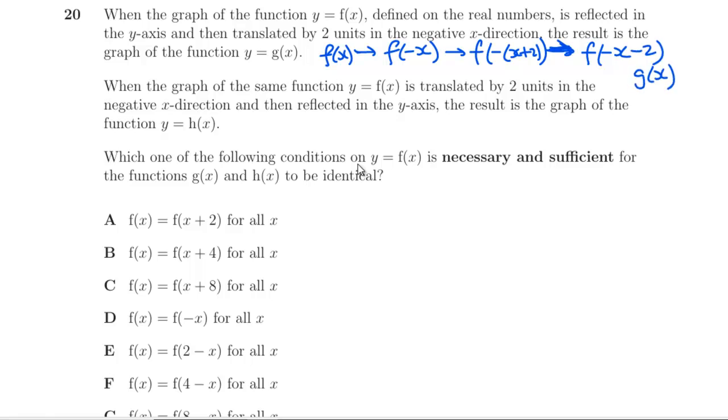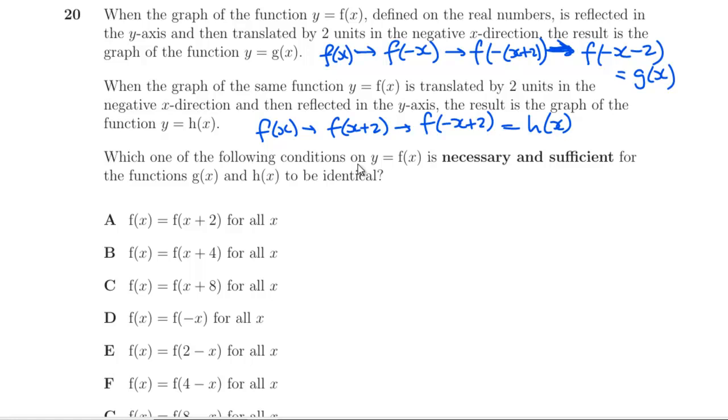When the graph of the same function, y equals f of x, is translated by 2 units in the negative x direction, then reflected, then we get h of x. So f of x goes to f of x plus 2. And then we're reflecting, so x goes to minus x, f of minus x plus 2. And that is h of x.